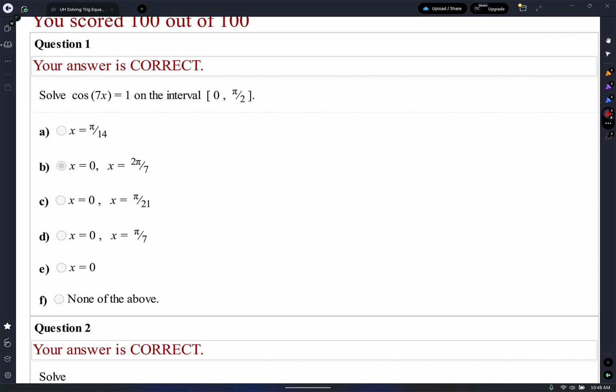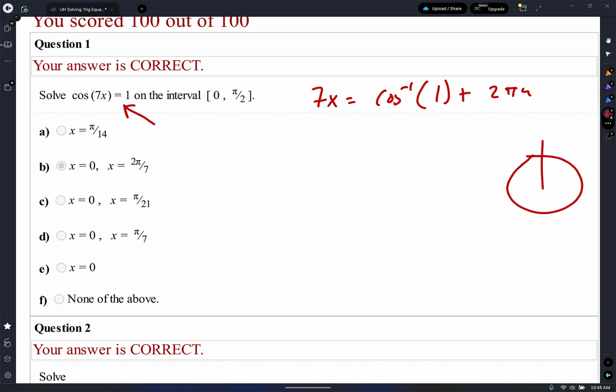So what's my first move for trying to solve this? Arc cosine. So you have 7x equals arc cosine. If you want to put plus or minus in the front, that's fine. Plus 2 pi n. And then you look at the unit circle. Cosine is 1 in only one location. Because it's 1 in only one location, you only need one equation.